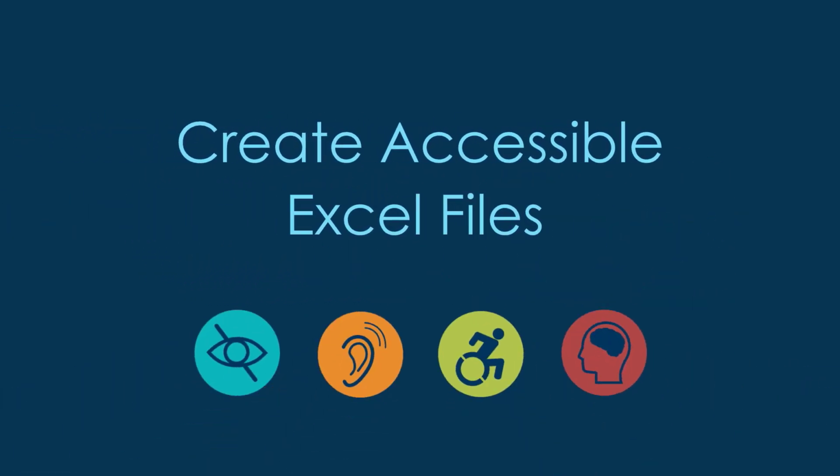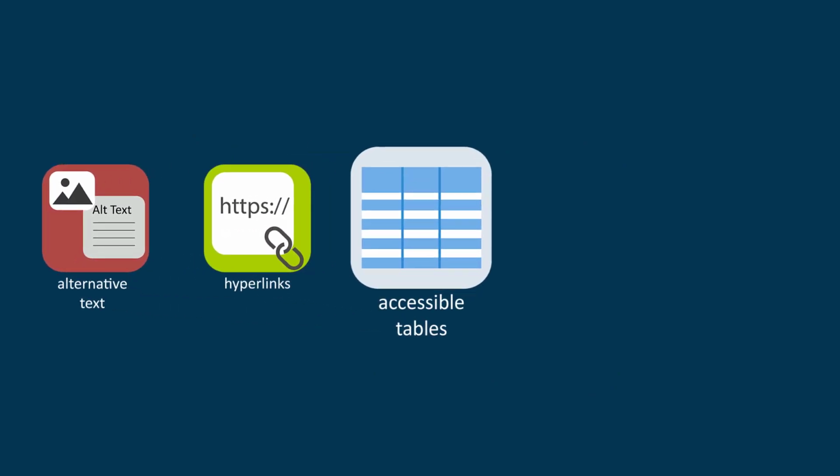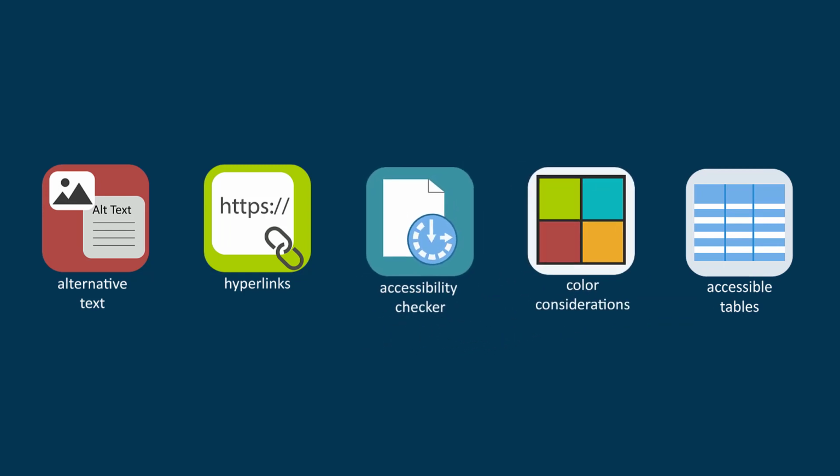This video will review how to set up an Excel file in an accessible format. Following these practices will help ensure your files comply with accessibility standards. We'll review the following best practices: alternative text, descriptive hyperlinks, accessible tables, color considerations, and accessibility checker.